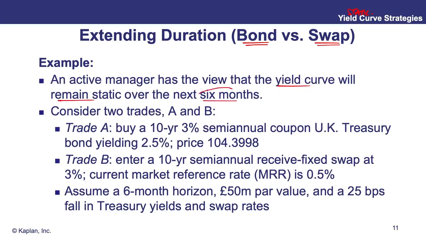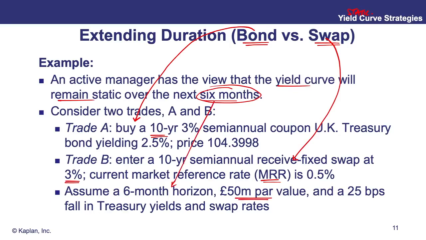That's their time horizon. Consider two trades, A and B. Trade A, unsurprisingly, is to buy a long duration bond, 10-year, 3%. They've only got a trade horizon of 6 months, but they buy a 10-year treasury with those details there. Trade B is to enter a receive fixed swap with a fixed rate at 3%. That's the swap fixed rate. And a floating rate currently at 0.5%. That's the market reference rate, the floating rate. 6 month horizon, we knew that. 50 million par value, okay, that sets the size of our position.